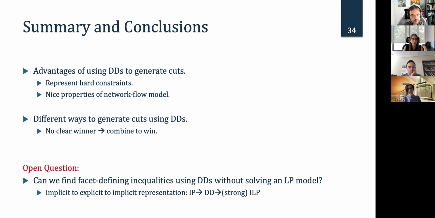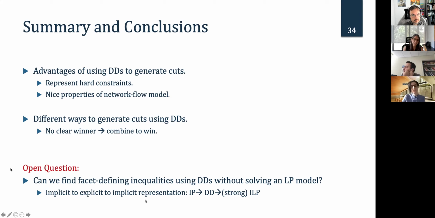Yeah, and in terms of open questions, one of the things that is bugging my mind and I find interesting is: can we get the best of the two worlds? Can we get faster separating inequalities, the best and the strongest that we can get using decision diagrams, but without the overhead of solving an LP model? And get something efficient and also with very strong cuts.